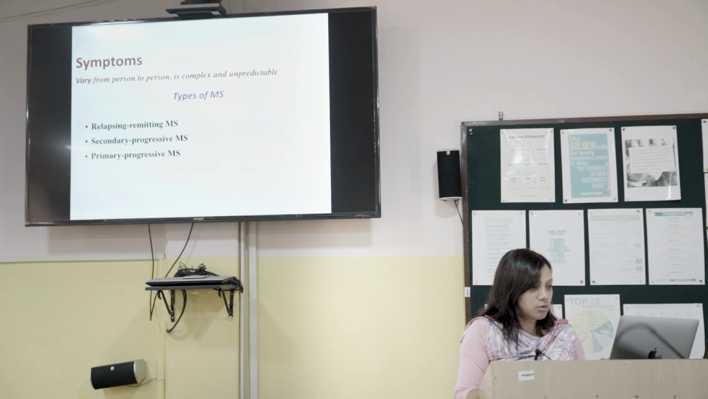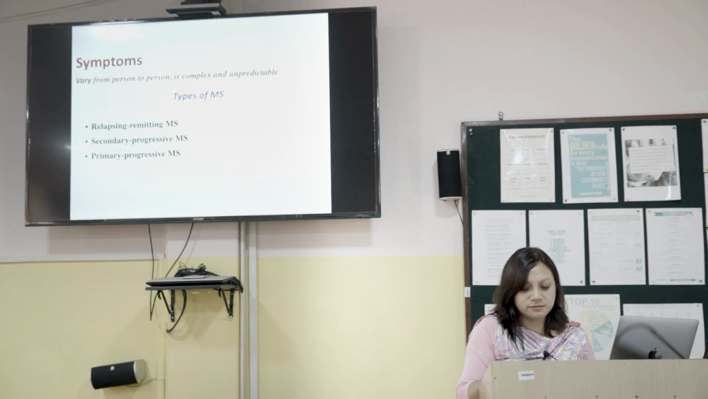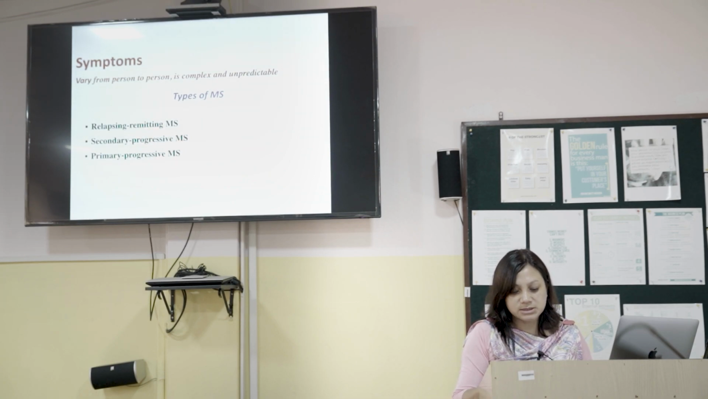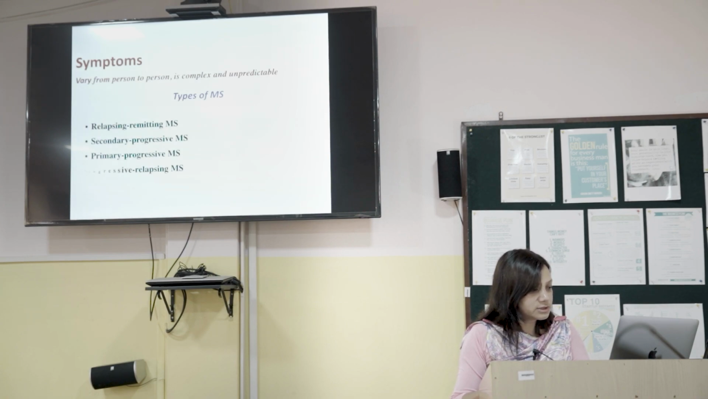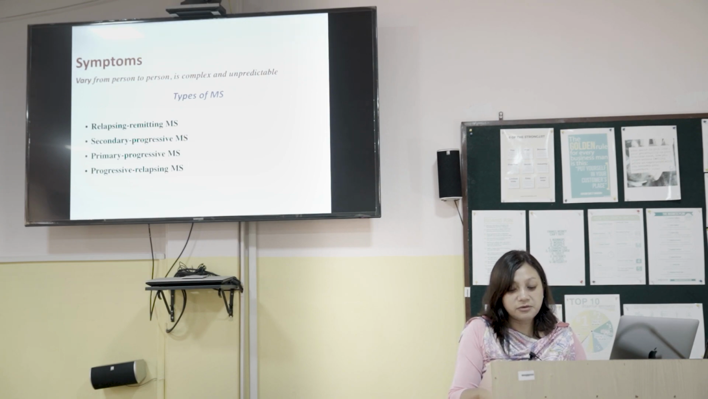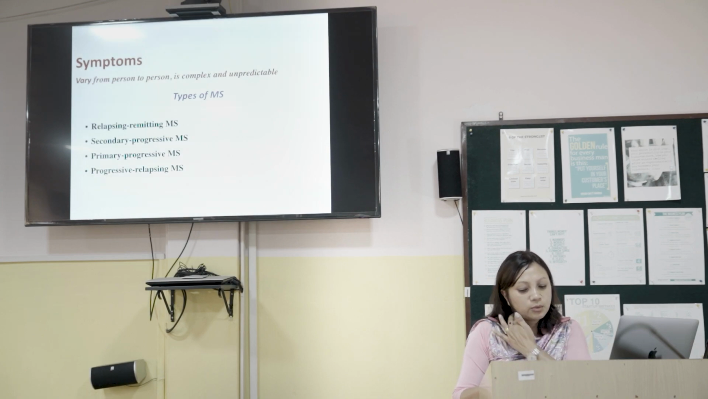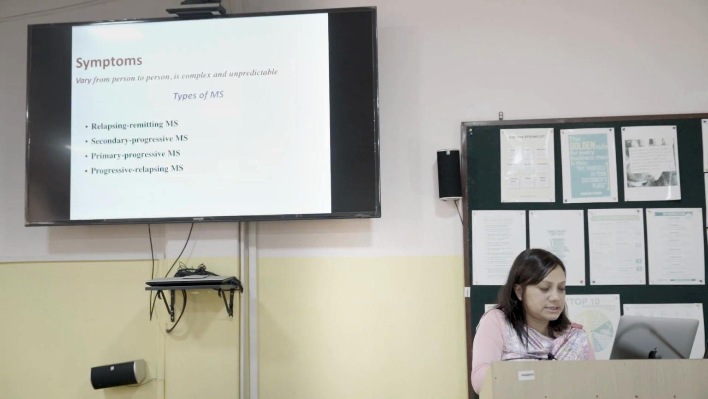The third type is called primary progressive MS. This type of MS is less common and is characterized by progressively worsening symptoms from the beginning with no noticeable relapses or exacerbations of the disease. And finally, the fourth type is known as progressive relapsing MS. This is the rarest form of MS, which is characterized by a steady worsening of symptoms from the beginning with acute relapses that can occur over time during the course of the disease.